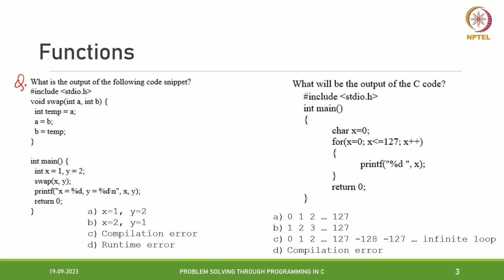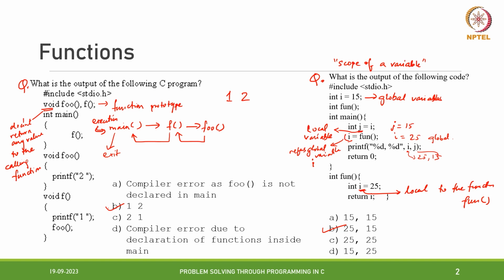Alright, so what we have here is, it asks what is the output of the following code snippet. Now we have a function called swap. It is a function of void type. It takes two integers. What it does is it swaps the values of the integers, and then we write the main function. You can see I have not really written the function prototype here. Why is that? Because I am directly writing the function itself.